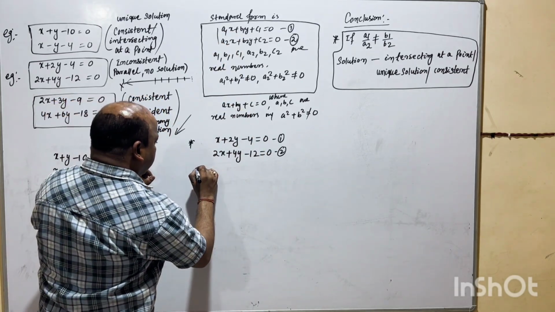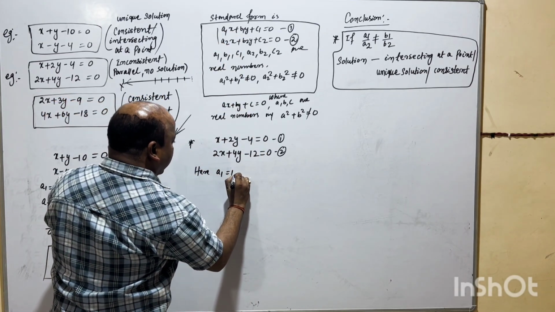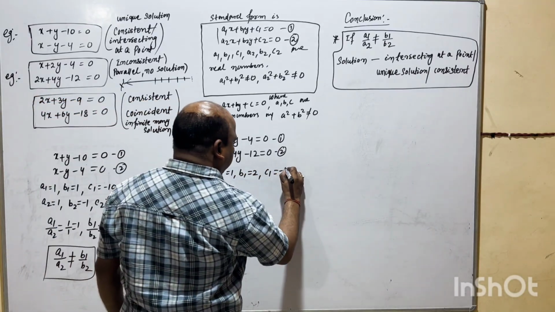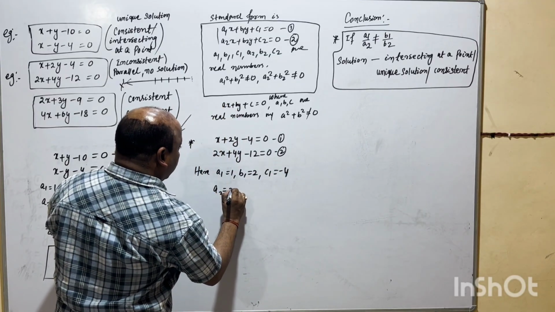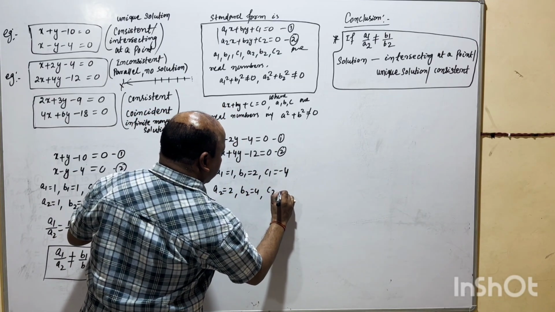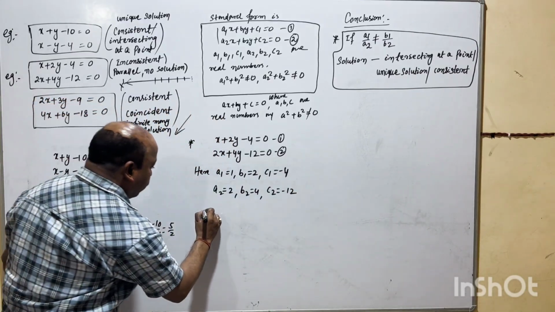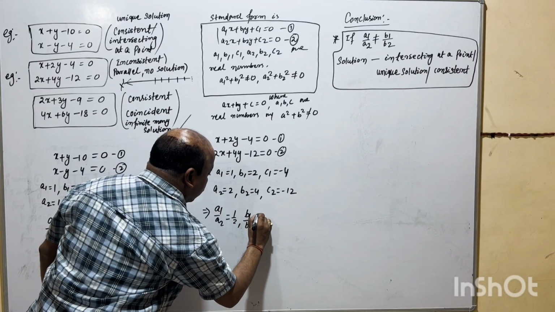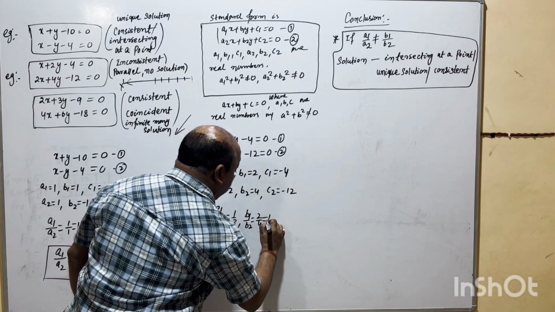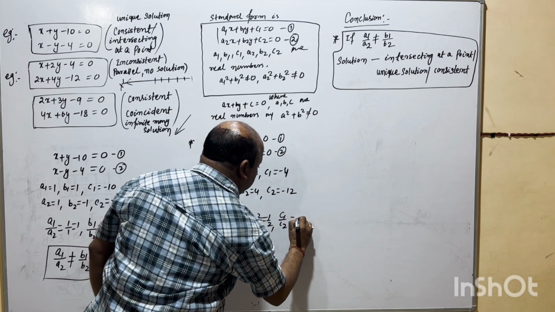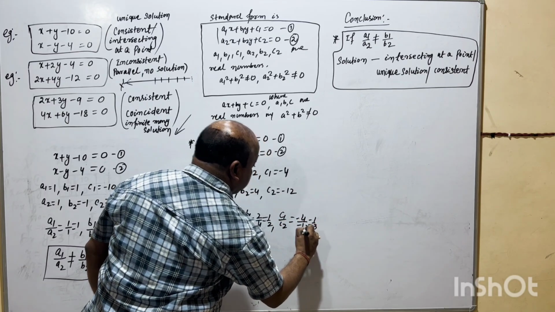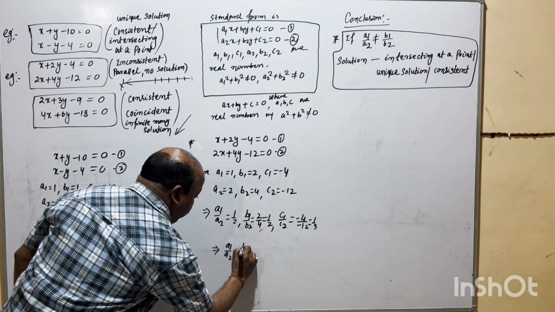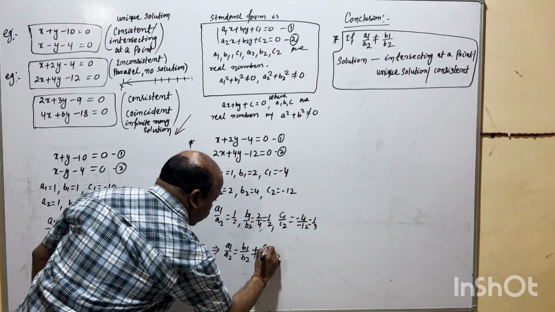So what is a1 here? Here a1 is equal to 1, b1 is equal to 2, c1 is equal to minus 4. a2 is equal to 2, b2 is equal to 4, c2 is equal to minus 12. So a1 by a2 is equal to 1 by 2, b1 by b2 is 2 by 4, which is also 1 by 2 after simplifying. c1 by c2, minus 4 by minus 12, is 1 by 3. So we concluded that a1 by a2 is equal to b1 by b2 is not equal to c1 by c2.